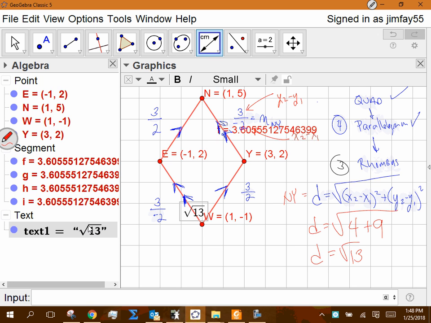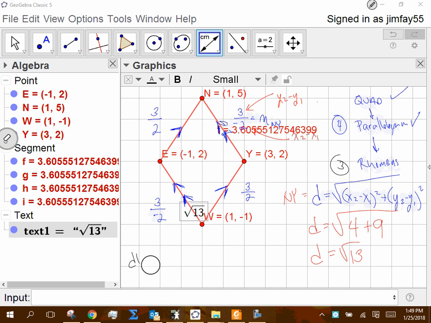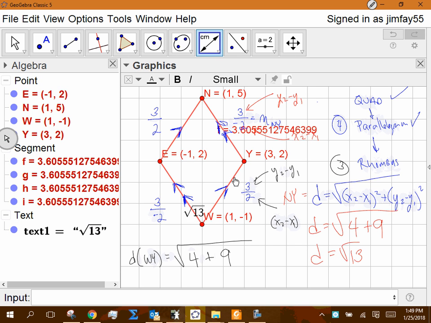Does give me the radical 13, okay? Now, if I go through and maybe I want to find the distance of this segment, finding the distance of that segment, which is WY. Would you agree that that 3 right there is your Y2 minus Y1? Would you agree that that 2 right there is X2 minus X1? So what's 3 squared? 9. What's 2 squared? 4. Do I still get root 13 right there?